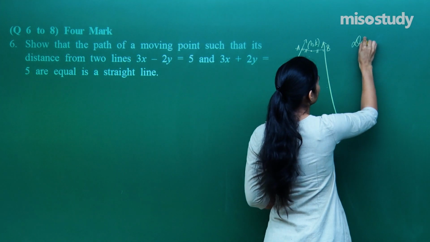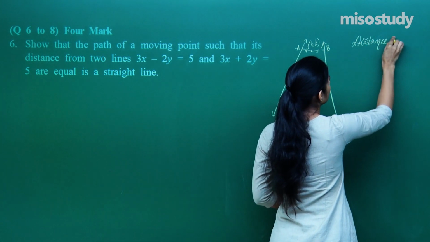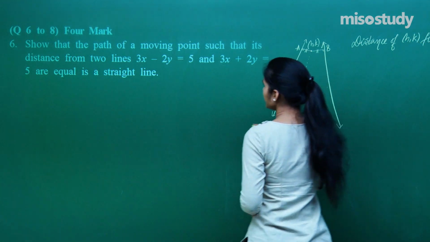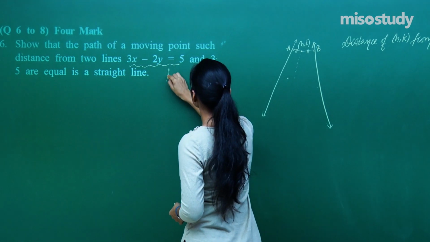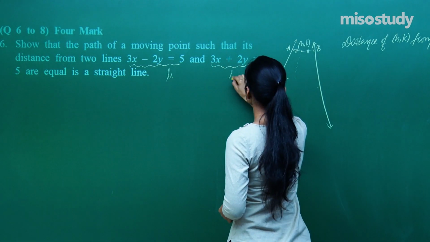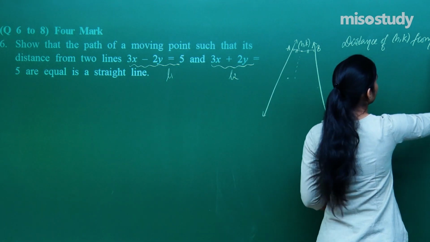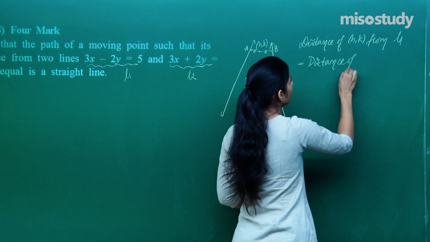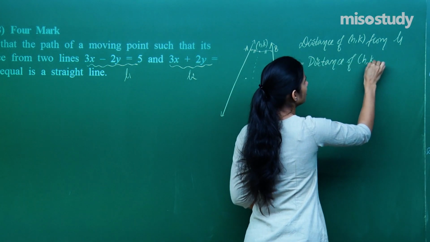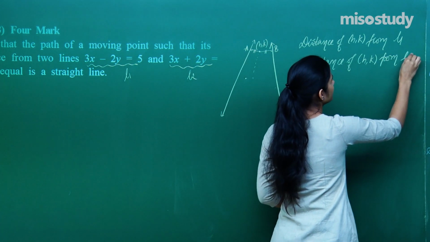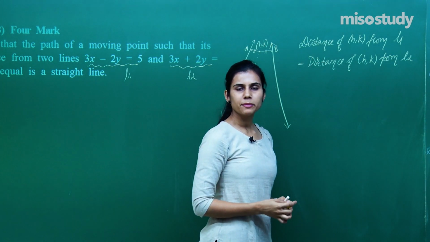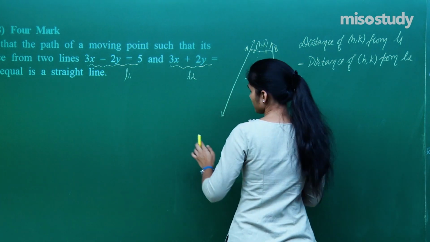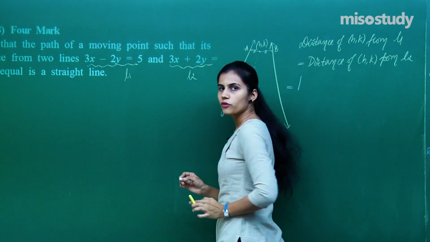So distance of h comma k from, say this is line 1 and say this one is line 2. Distance of h comma k from line 1 is equal to distance of h comma k from line 2. You know how to calculate the perpendicular distance of a point from a line. It is given by what? Mod of, in place of x and in place of y, what do?